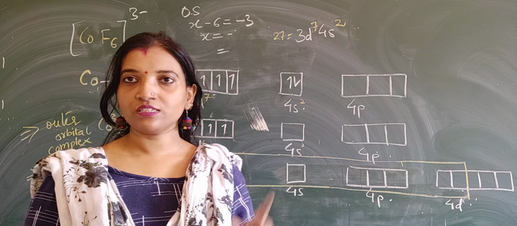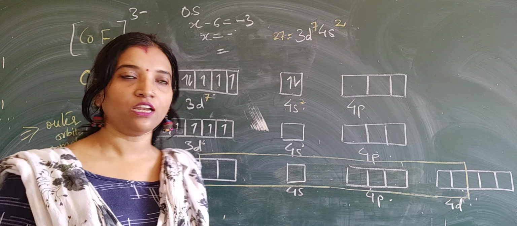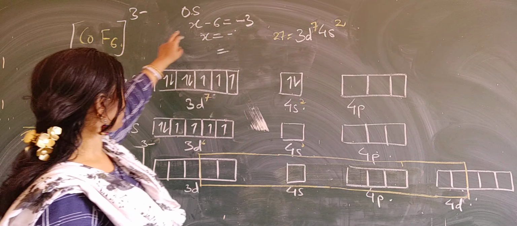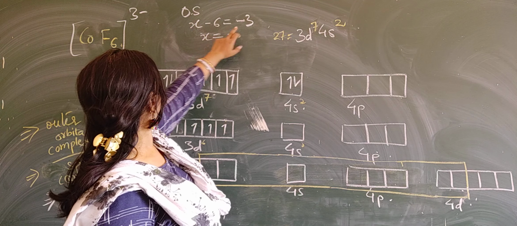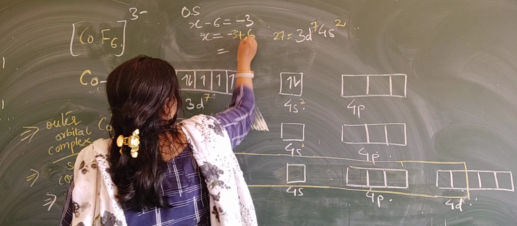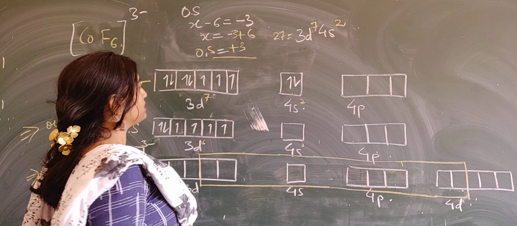So the first step is to calculate the oxidation state. Let's see the oxidation state. What will be the oxidation state? This is the structure [CoF6]3-. So x minus 6 is equal to minus 3. x is equal to minus 3 plus 6, that is plus 3. So the oxidation state is plus 3.